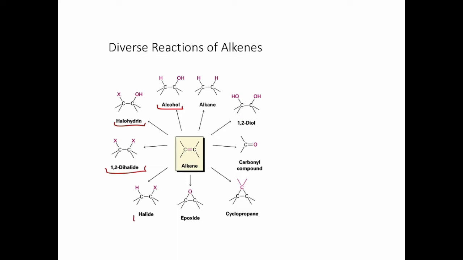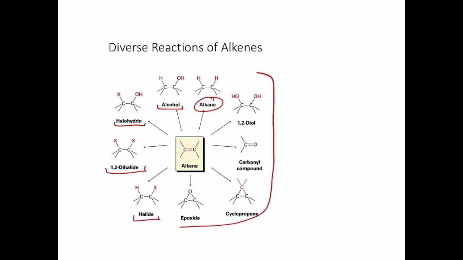We learned how to go from an alkene to a halide using HBr, HCl, or HI. And we also learned how to take an alkene to the alkane using hydrogen gas and a metal catalyst. We're going to finish up by looking at these last 4 reactions.